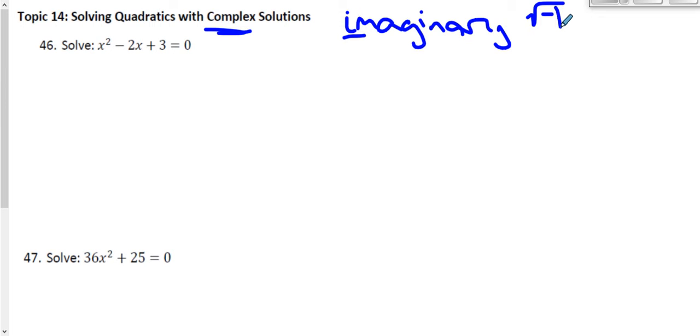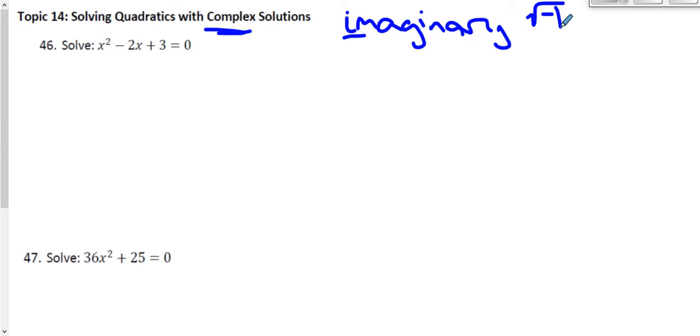First step is question 46. It's asking us to solve x squared minus 2x plus 3 equals 0. If you tried to factor that, you would be looking for two numbers that multiply to positive 3. They have to be the same sign. The only factors of 3 are 3 and 1. And if they're the same sign, they're either going to add to positive 4 or negative 4. But the b value here is -2. So factoring will absolutely not work to solve this problem.